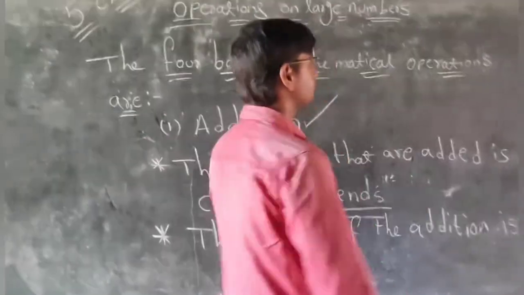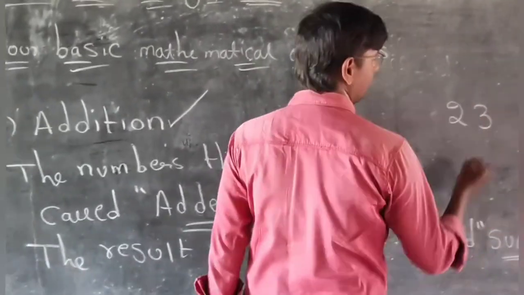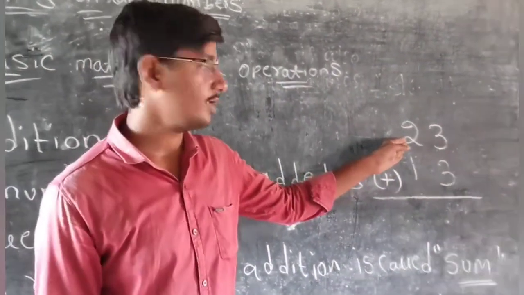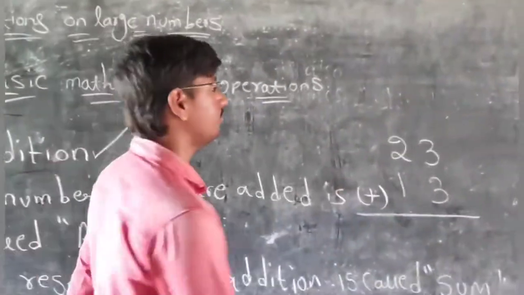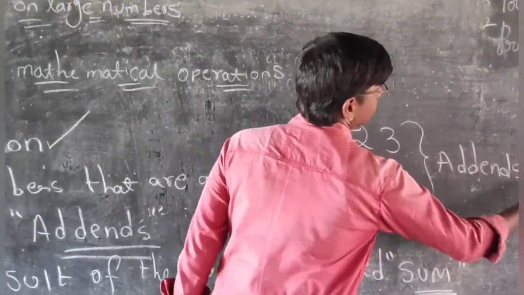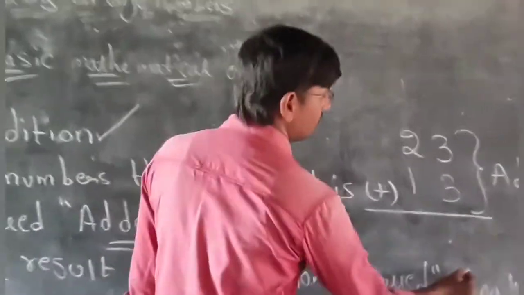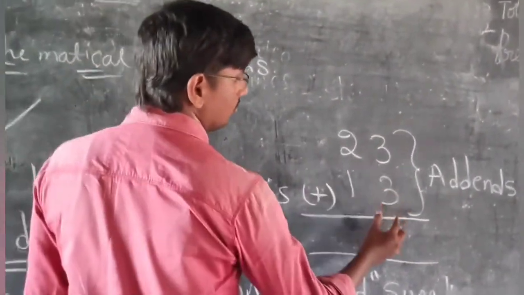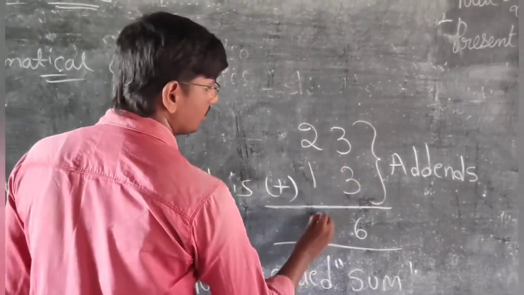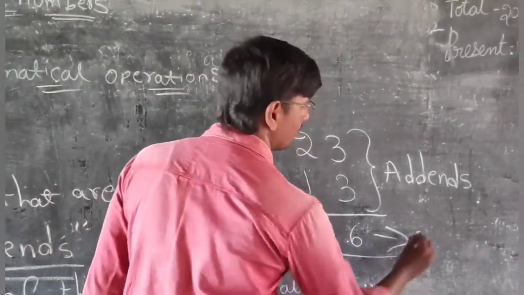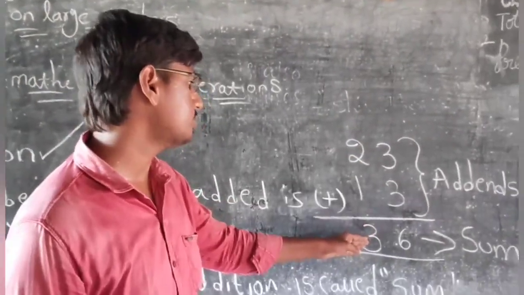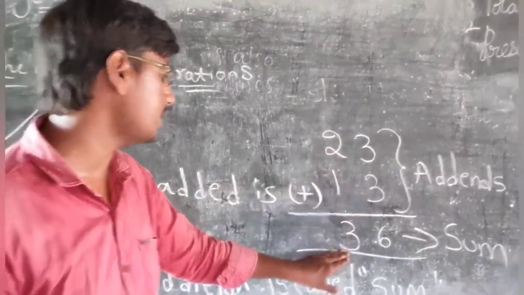For example, here 23 and 13. 23 is a two-digit number, 13 is another two-digit number. These two numbers are called addends. The result of the addition: you have to add these two numbers. 3 plus 3, 6. 2 plus 1, 3. So students, the solution of the problem is called the sum. These two numbers are addends and the solution is the sum.